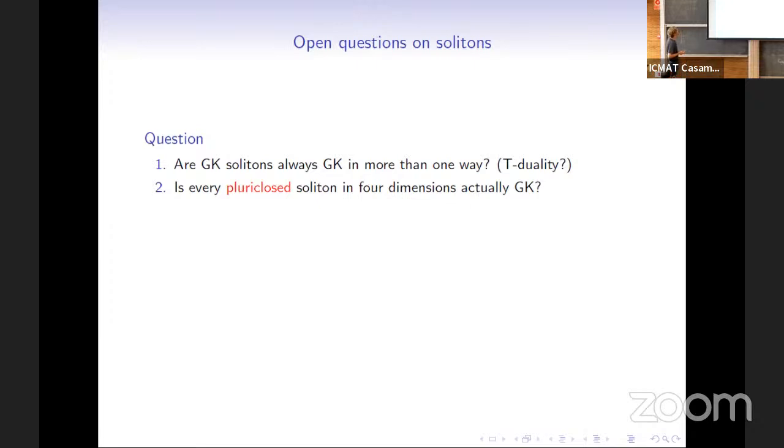Another general question I think is interesting in this subject is maybe it's the case that every pluriclosed soliton in dimension 4 is actually generalized Kähler. I think this would be an amazing thing if it was true. And maybe there's some reason to believe it. There's this construction of Apostolov, who for any complex four-manifold can construct a second almost complex structure which is compatible with it. And maybe somehow magically the soliton PDE tells you it's integrable.